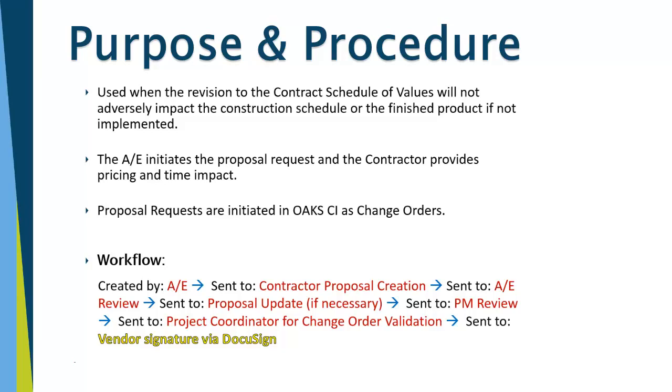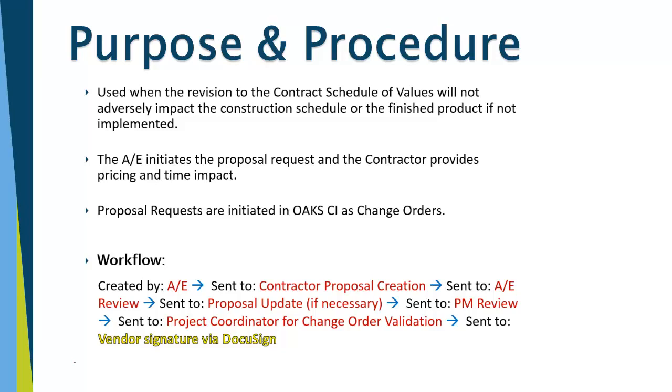The proposal request process is used when the revision to the contract schedule of values will not adversely impact the construction schedule or the finished product if not implemented. The architect initiates the proposal request and the contractor provides pricing and time impact. Proposal requests are initiated in OCI as change orders.